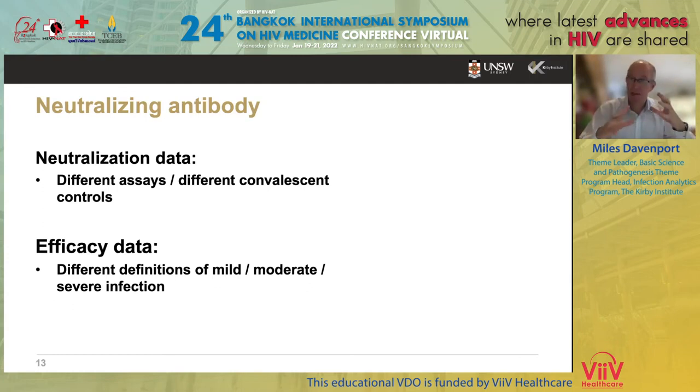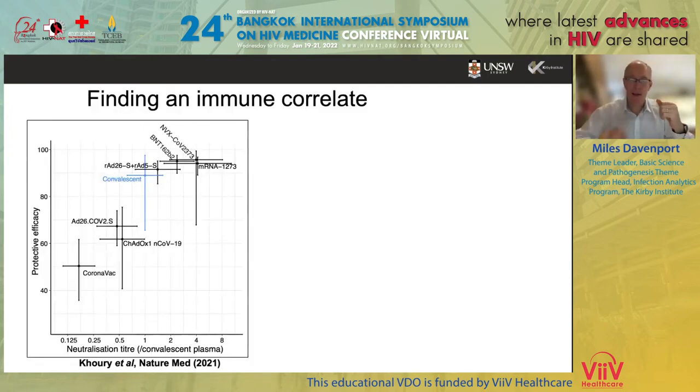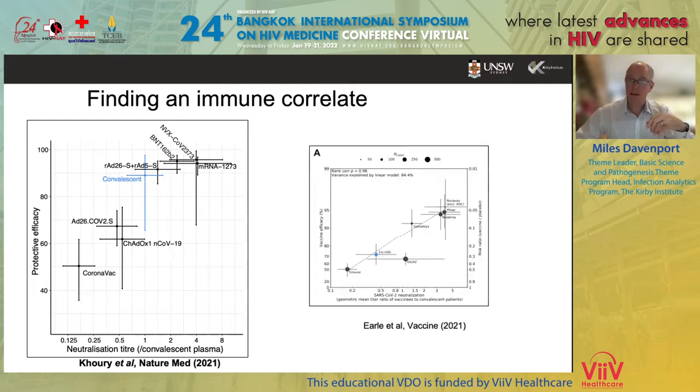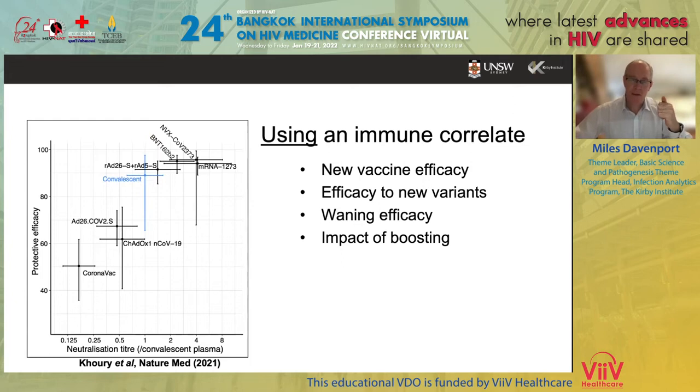Now, all of those limitations on sort of comparing between studies notwithstanding, this is what you get when you plot the normalized neutralization titer on the x-axis against the protective efficacy observed in the phase 3 trials. And you can see there's actually a very good correlation there. And Earl and colleagues later performed similar analysis and found the same result. So now we can say that neutralization is correlated with protection, with vaccine efficacy.